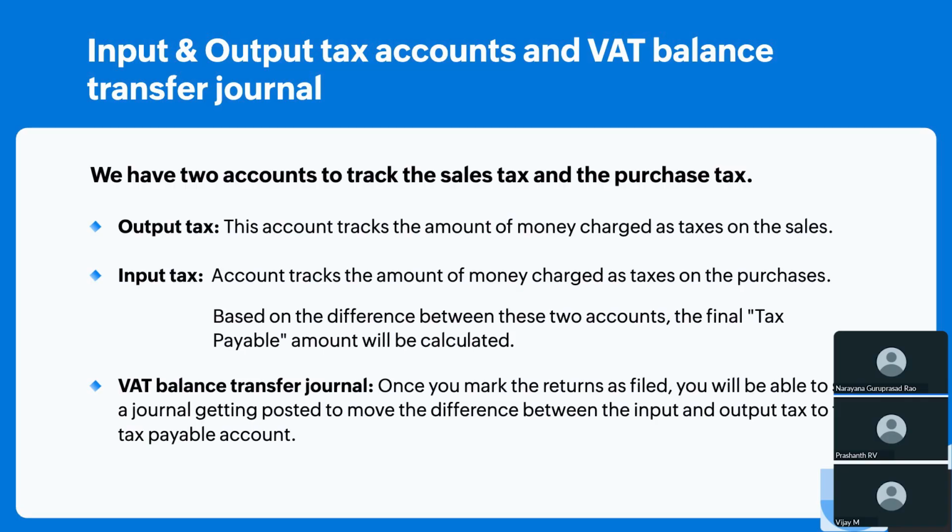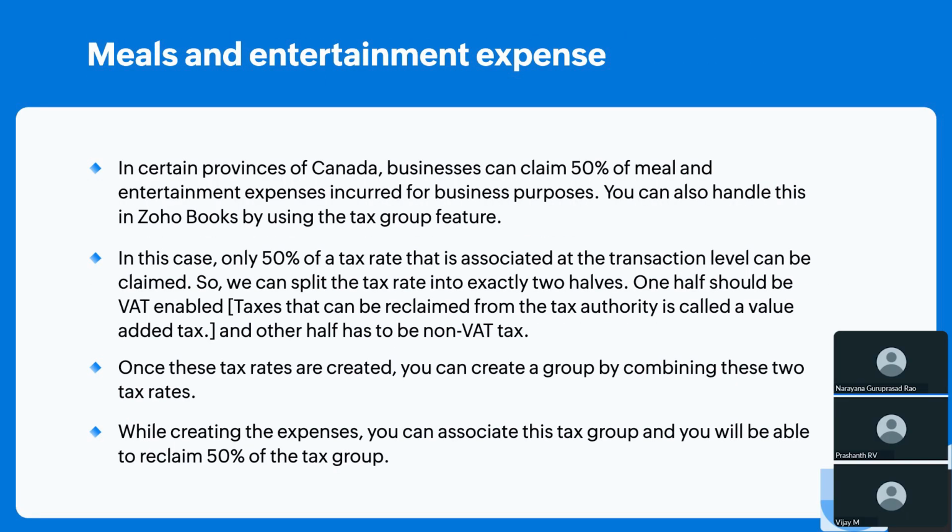We will now see how you can handle the meals and entertainment expense in Zoho Books. Today I'll be walking you through some of the special cases. In certain provinces of Canada, businesses can claim 50% of the meals and entertainment expenses incurred for business purposes. You can handle this by using the tax group feature that is available in Zoho Books. In this case, only 50% of a tax rate that is associated at the transaction level can be claimed.